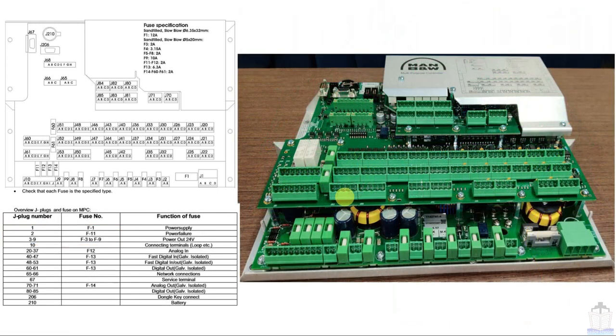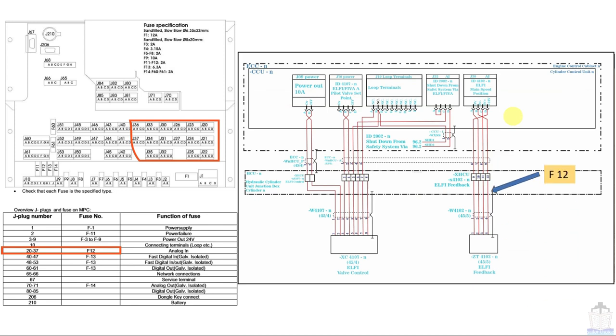Okay. Now we are moving to next, that is F12. F12 is located over here, and this F12 supplies power from channel number 20 to channel number 37. These channels are basically analog input channels. Now we will see in the electrical diagram. So here this is the channel 30 and this is 24 volt supply. This 24 volt supply is coming from the F12, that is the fuse number 12.